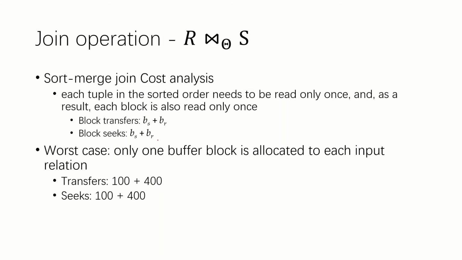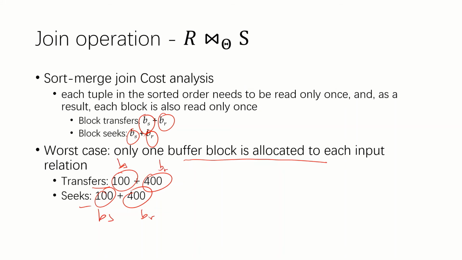So I have the block of BS and the block of BR for transfers, as well as that of the disk access. Each tuple needs to be read only once, and each block needs to be read only once as well. In the worst case scenario, only one buffer block is allocated to each input relation. So it will be 100 and 400 for the transfers, and 100 and 400 also for the seeks. So this will be BS, BR, BS, and BR.